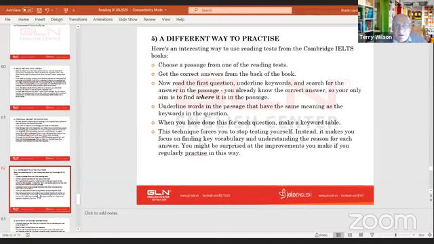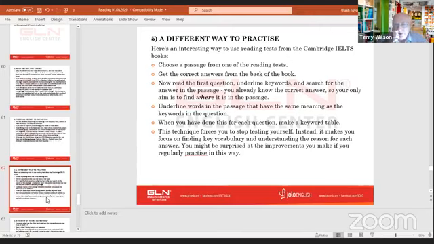A different way to practice. So you could choose a passage from one of the reading texts, get the correct answers from the back of the book. Now read the first question, underline keywords and search for the answer in the passage. You already know the correct answers, so your only aim is to find where it is in the passage. Underline words in the passage that have the same meaning as the keywords in the question. And when you have done this for each question, make a keyword table, so like a list of keywords.